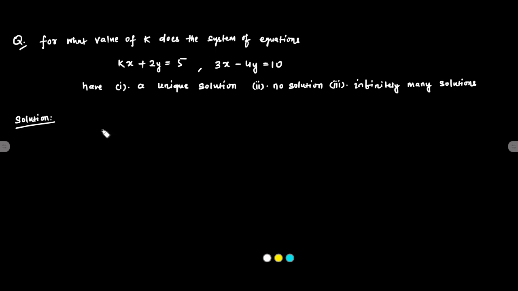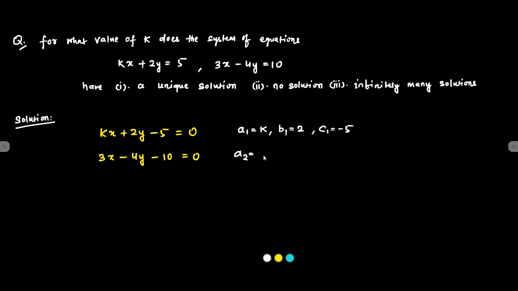Okay, so first we have to write the equations in the standard form. Kx plus 2y minus 5 is equal to 0, then 3x minus 4y minus 10 is equal to 0. Then the values of the coefficients of x, y and the constants. We have a1 is equal to k, b1 is equal to 2, c1 is equal to minus 5. We have a2 is equal to 3, b2 is equal to minus 4 and c2 is equal to minus 10.